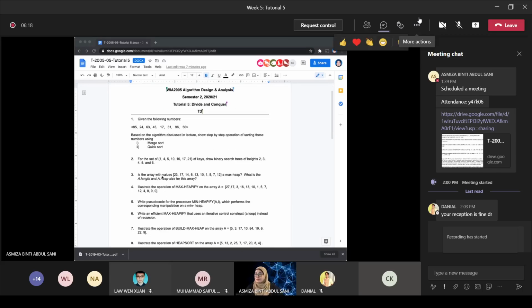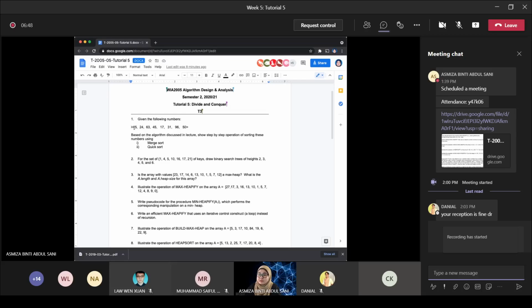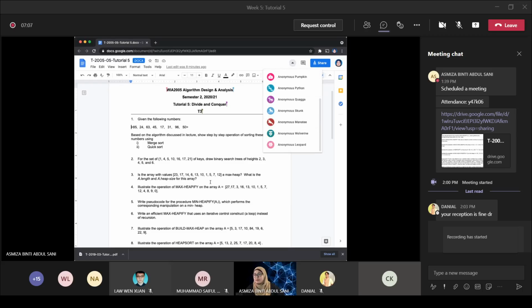For question 1, from your feedback, you have done merge sort and quick sort before in your data structure class, so I'm not too worried, but let's go through this question. Maybe some of you might not be able to do this. Can I have the answer for question number 1? Let's say we have the array 85, 34, 63, 45, 17, 81, 96, and 50. We are going to do merge sort and quick sort on this input. Can someone share the answer for this one?